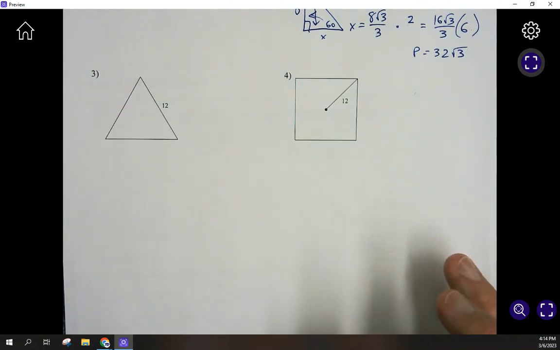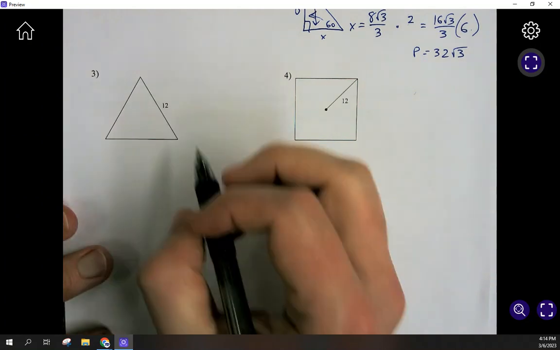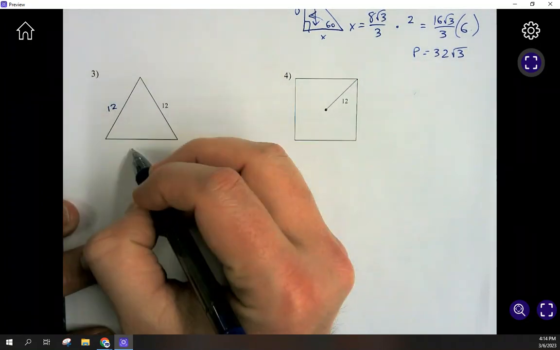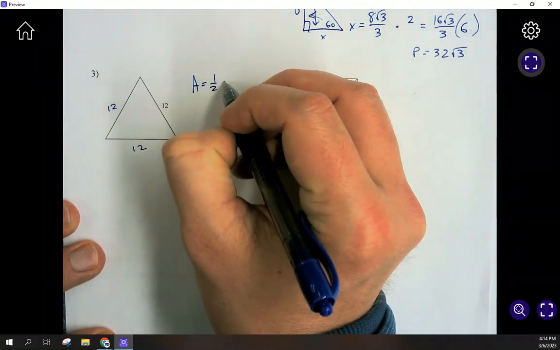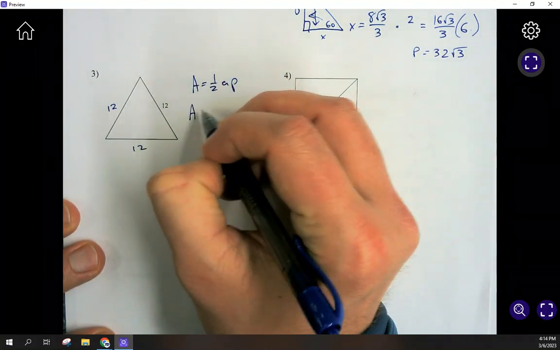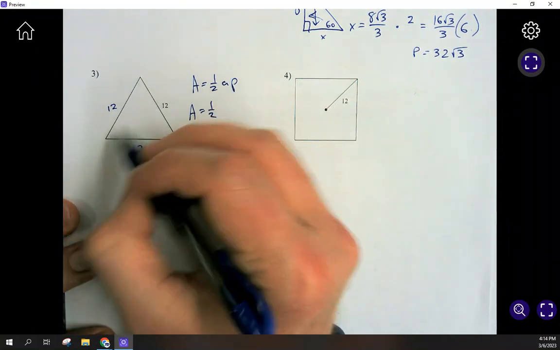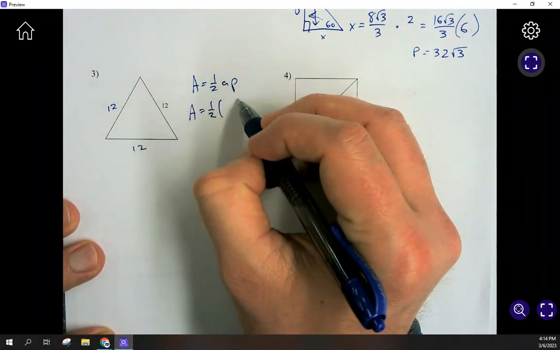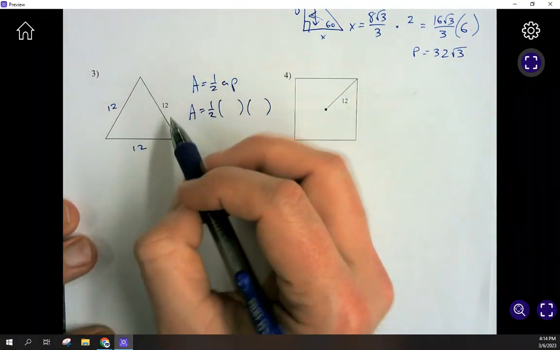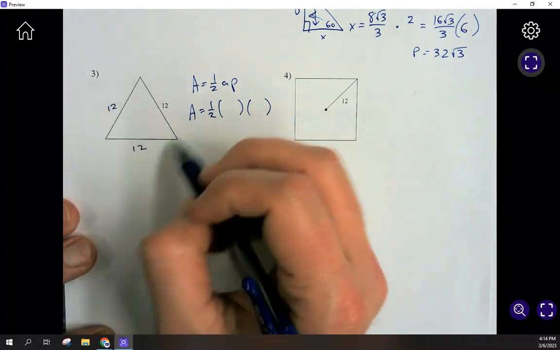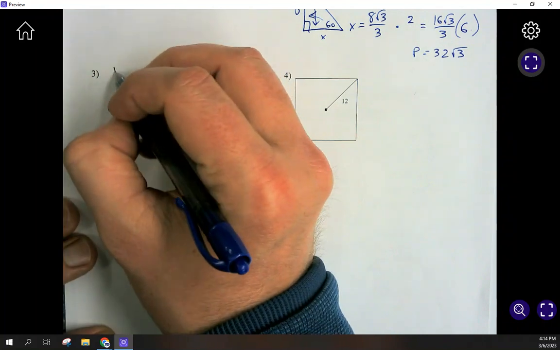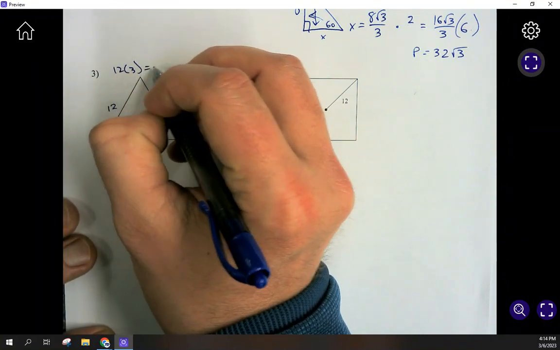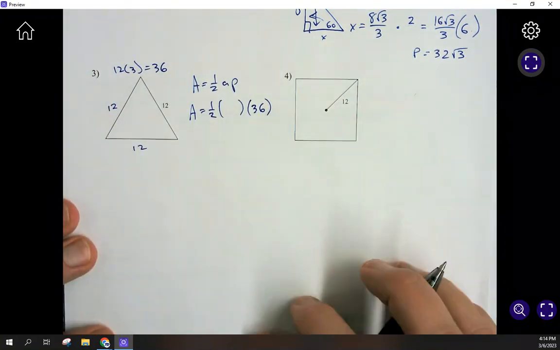All right, number 3, we know this is a regular triangle, so all the sides are the same. So if that side's 12, that side's 12, that side's 12. So area equals 1/2, little a, little p. We don't have any information about little a right now. We're going to have to go get that. But the perimeter is 12 and 12 and 12. 12 times 3 is 36. You may want to write that just so you know where that number came from.